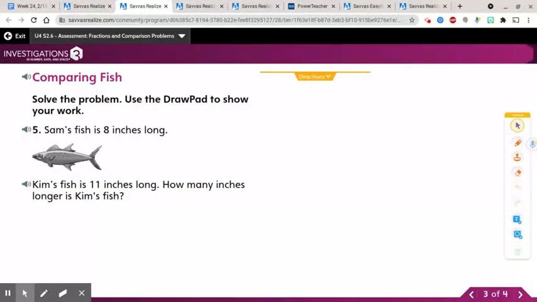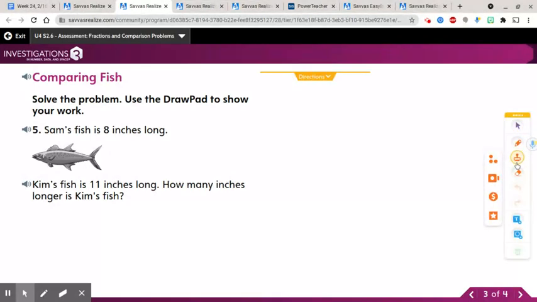Okay, so now I want you to get your cubes out, and we're going to solve a fish problem, okay? So I'm going to read the problem to you, and I want you to think about how you can solve this with your cubes. Sam's fish is 8 inches long. Kim's fish is 11 inches long. How many inches longer is Kim's fish?